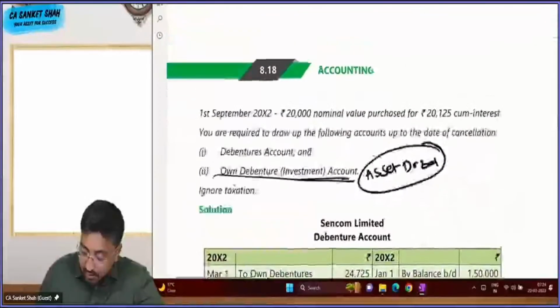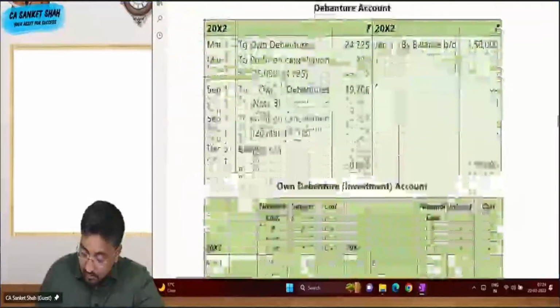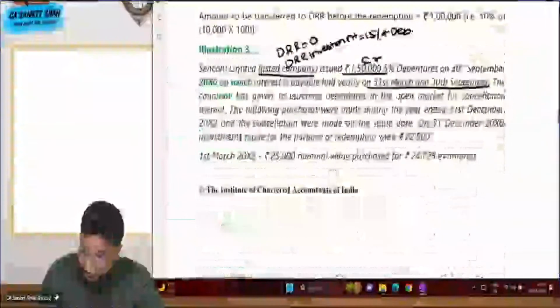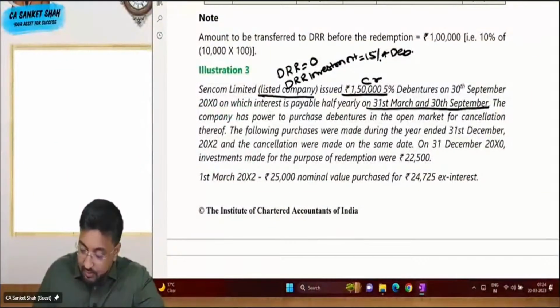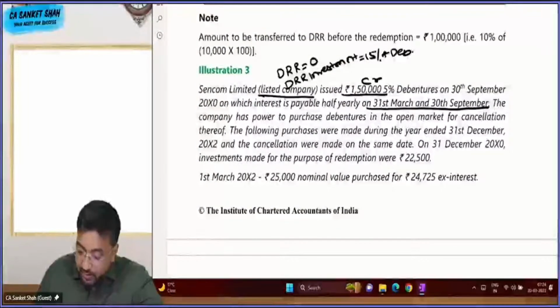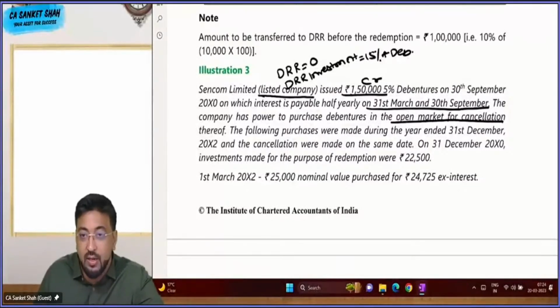Balance sheet date is, beta, the same: 31st March and 30th September. The company has power to purchase debentures in the open market for cancellation. Open market for cancellation. Okay. The following purchases were made during the year 31st December 2002, after 2 years, and the cancellations were made on the same day. Okay, so cancellation on the same day.